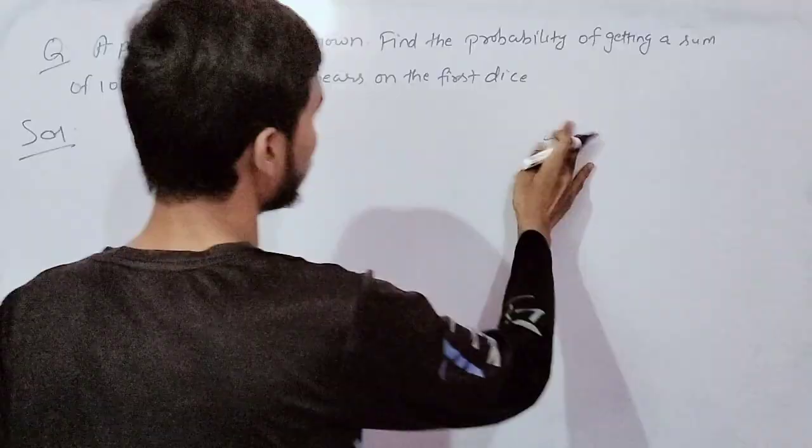So the question is asking: a pair of dice is thrown. A pair of dice. Pair means two dice. Okay, two dice. A pair of dice is thrown.